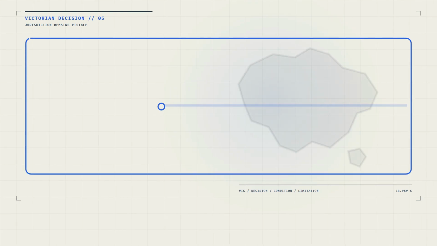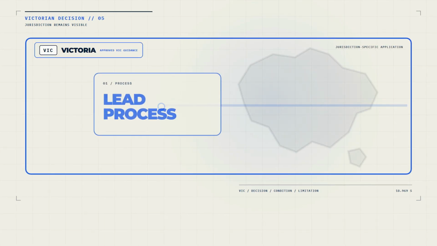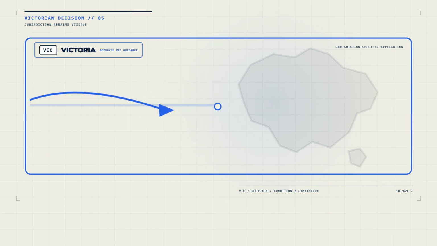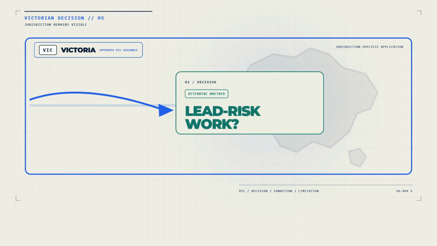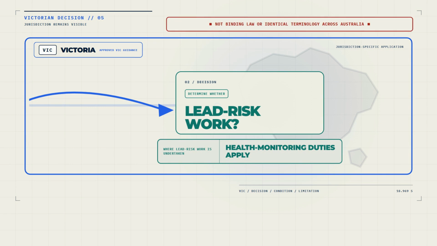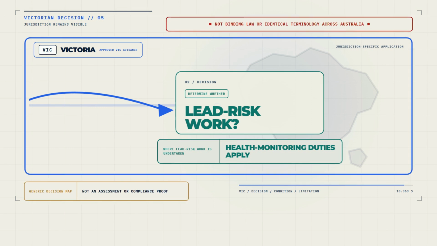Now keep the jurisdiction visible. In Victoria, a lead process must be assessed to determine whether it is lead risk work. Where lead risk work is undertaken, health monitoring duties apply. This is approved Victorian guidance. It must not be presented as binding law or identical terminology across Australia.